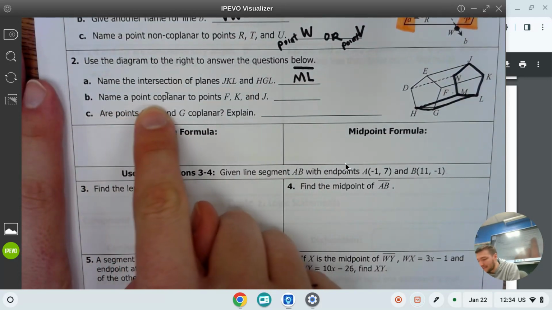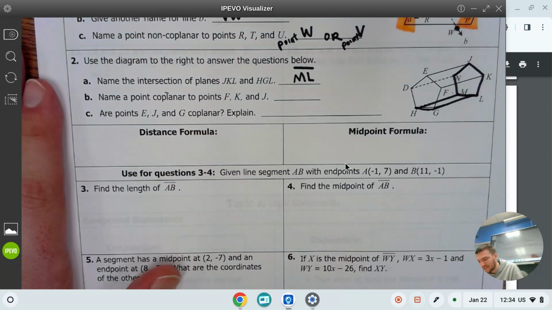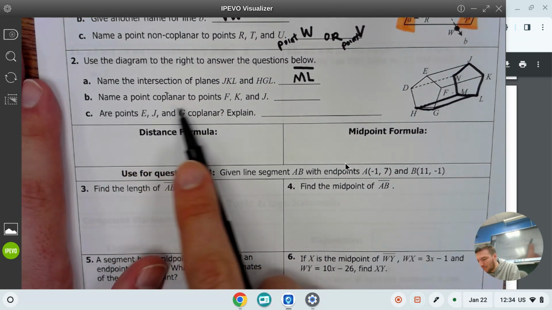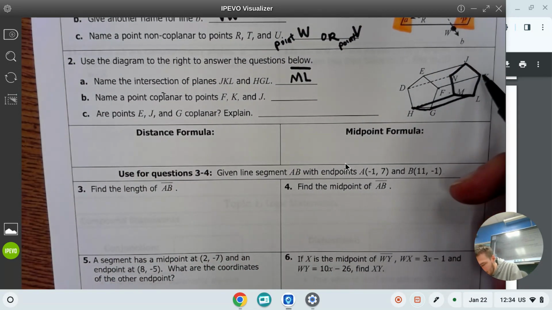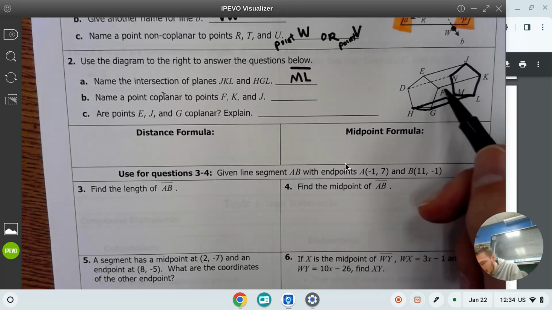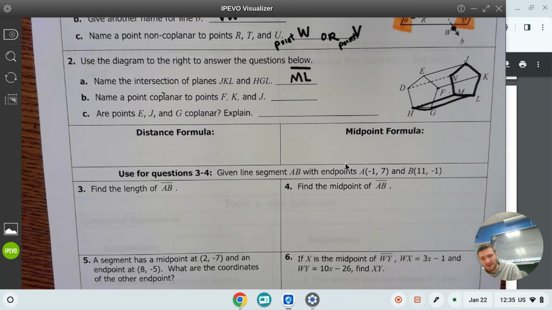Name a point coplanar. It's a lot like the one we just did with letter C up here. Name a point coplanar to F, K, and J. F, K, and J are these 3. Anybody want to name a point?